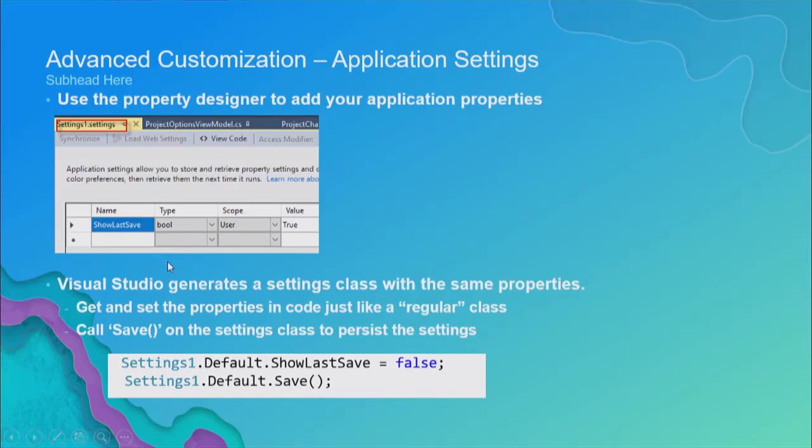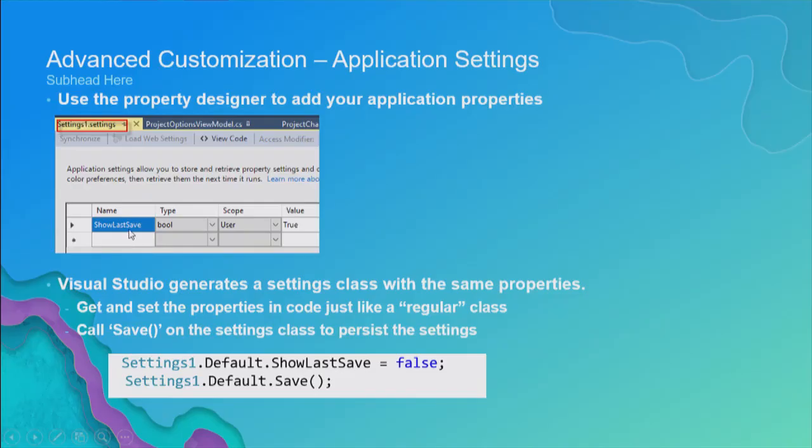Visual Studio behind the covers will generate a settings class for you with the same properties. So if you add a file called settings1.settings, Visual Studio will magic up a class called Settings1 for you. It'll have this Default member, and then ShowLastSave. That's the custom property I typed in the designer. I just manipulate it like a regular class. There's a Save method to persist those settings out to your user.config. Okay, so this is just straight up .NET. Okay, our first demo.